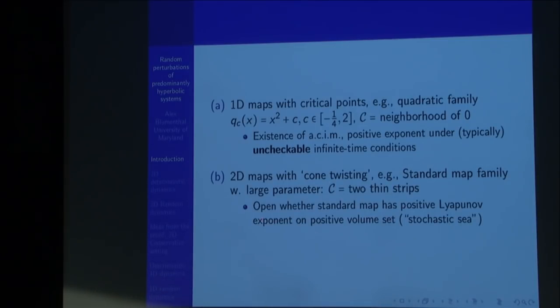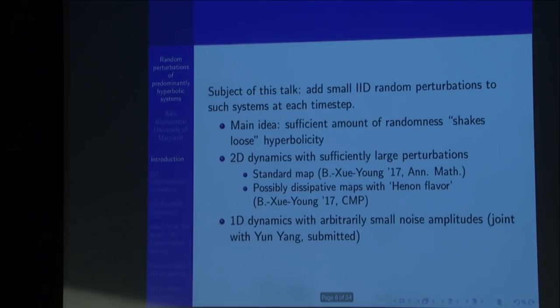And the situation is somehow even worse for the standard map family. It's an open problem to check that the standard map has a positive Lyapunov exponent on a positive volume set. That is to say that the hyperbolicity wins out for the asymptotic dynamics. This is an open question. To the best of my knowledge, this is still an open question. Correct me if I'm wrong. Not for lack of trying, though.